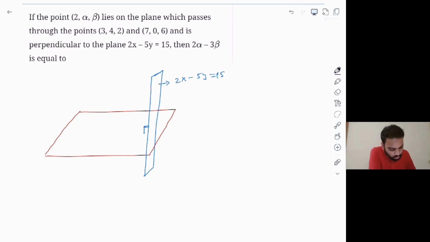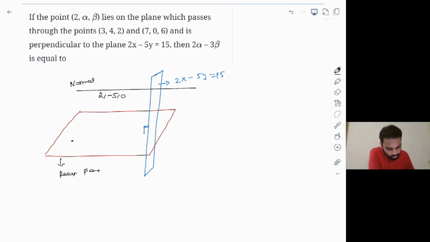So let us take the normal to this. This is the normal to this plane here. And then the coefficients of x, y, z are directly 2, comma, minus 5, comma, 0. So you have the DRs of this line also with you. Okay. Now this is your required plane, right? This is your required plane.